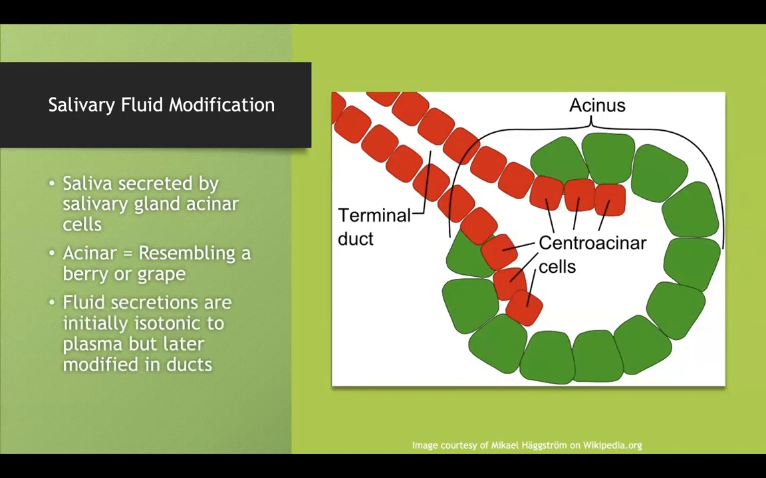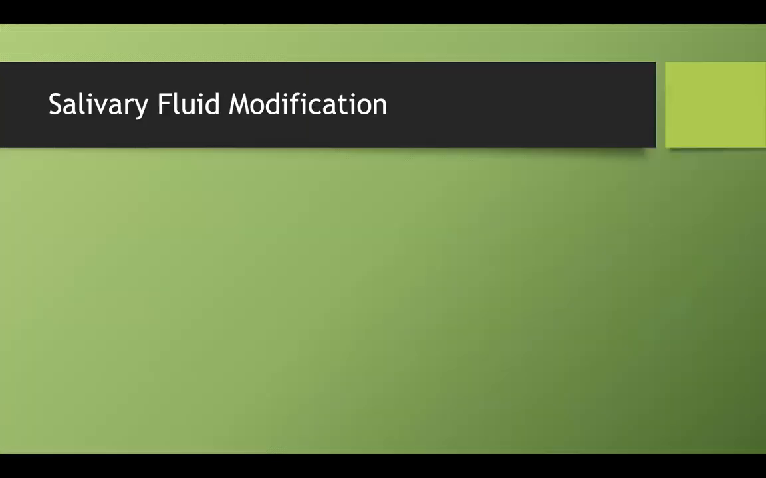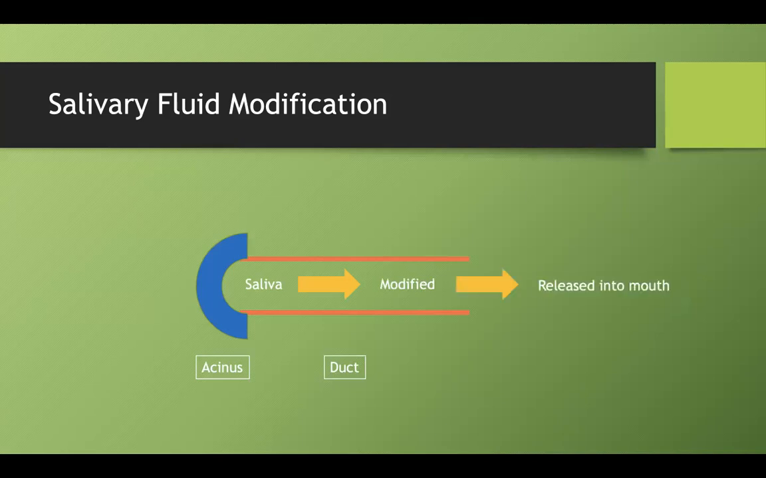I could see that. And these fluid secretions that are submitted are going to be initially isotonic to plasma, but later modified in the ducts. I'll talk about what that actually means in a little bit. I just wanted to give you that as a heads up when we move forward here. So we have our acinus, which is kind of like a berry, or acinus, however you want to say it. I've seen it both ways, and I might use it interchangeably. And we have our duct. So what happens is saliva is produced in the acinus, it's going to be modified in the ducts, and then it'll finally be released into the mouth.